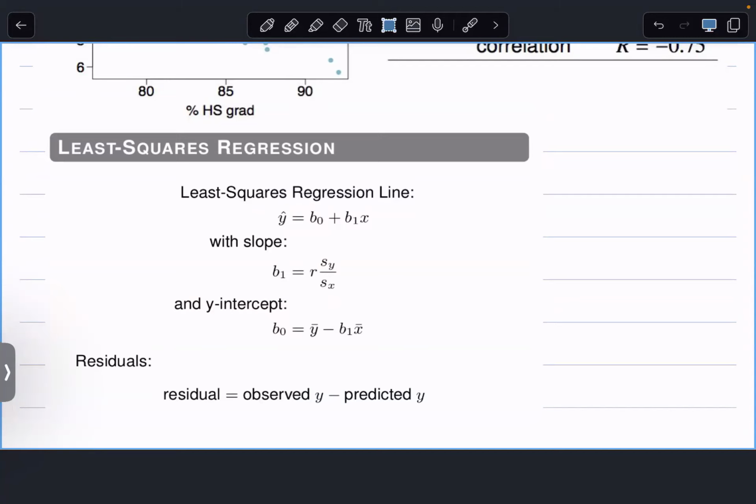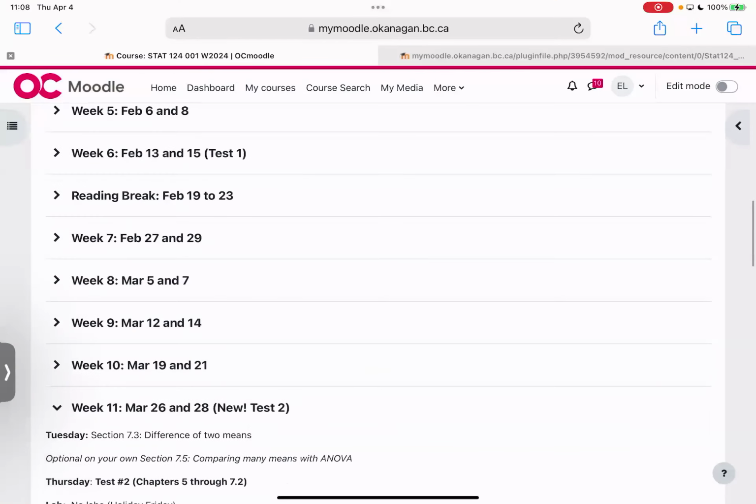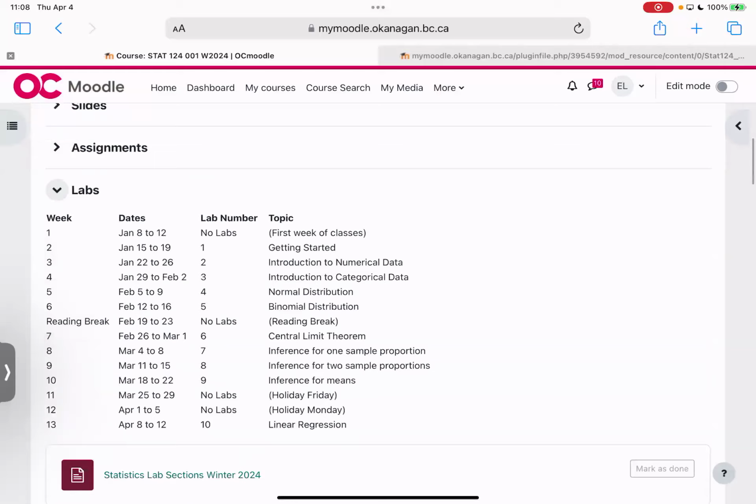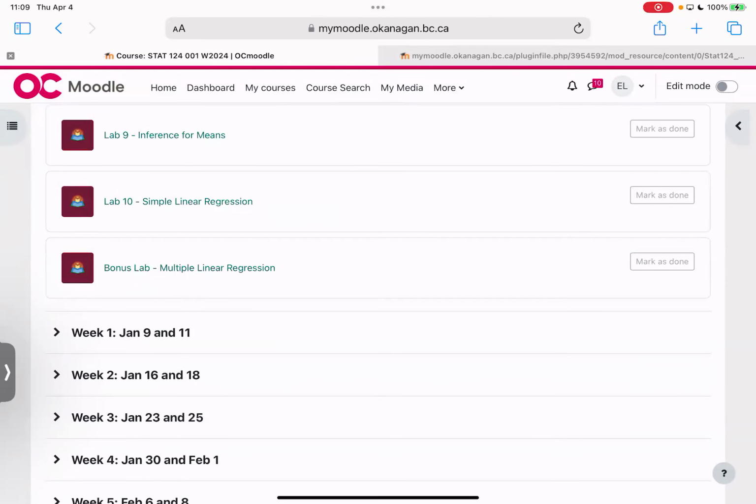Okay. Perfect. Let's have a look here. So up here, let me just confirm. For the labs, there is a lab 10, which is on simple linear regression.